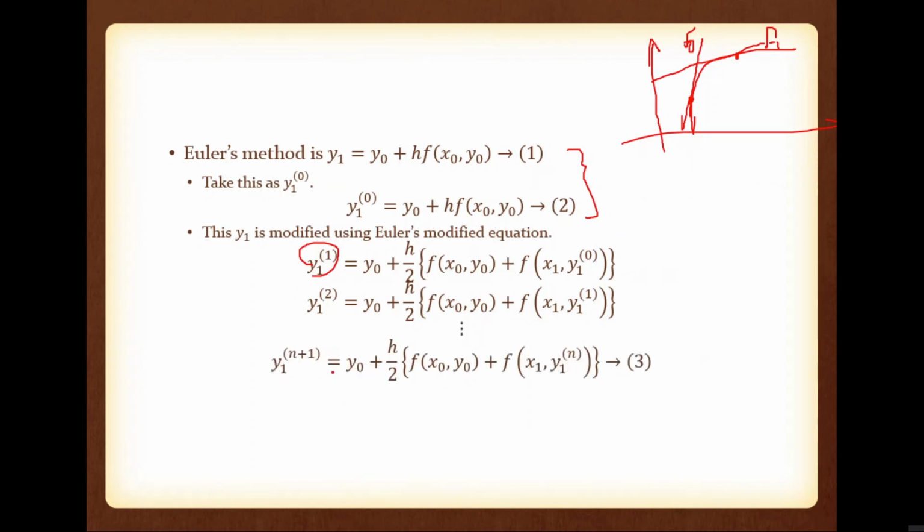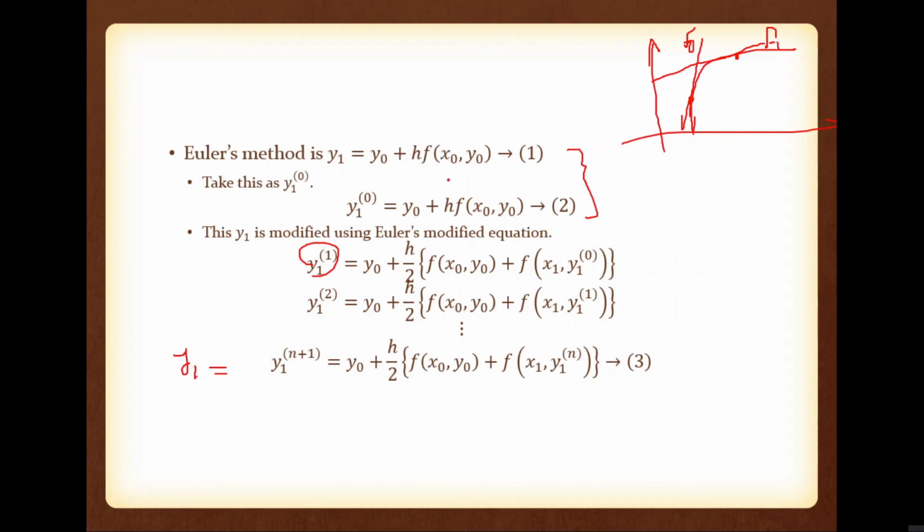y1 of n plus 1 is equal to y0 plus h by 2 into f of x0 comma y0 plus f of x1 comma y1 of n. Okay, so if the n plus 1th value of y1 is equal to the nth value of y1, we can stop here. Then you can take this one as y1, the final value of y1. Why is it the final value of y1? By using this final value of y1, you have to find the value of y at x2, that is y2. So again we have to apply Euler's method.